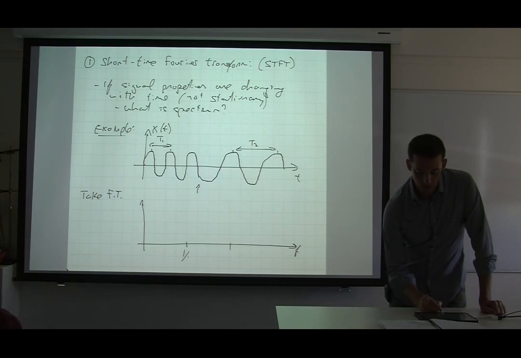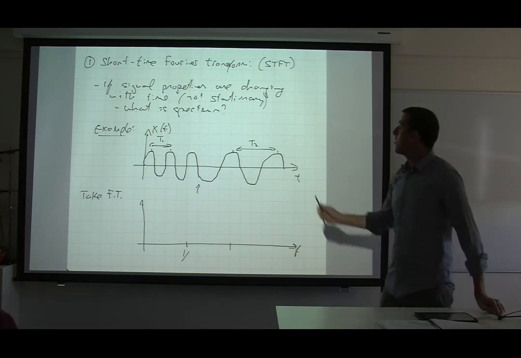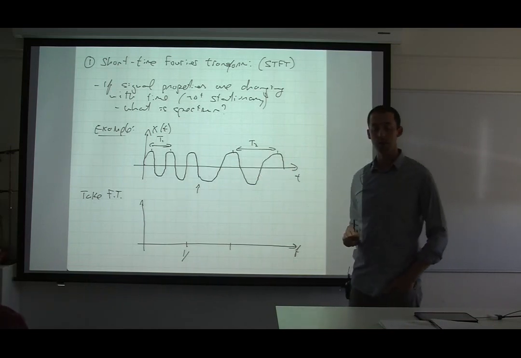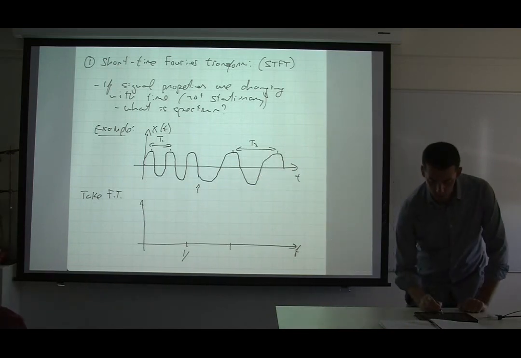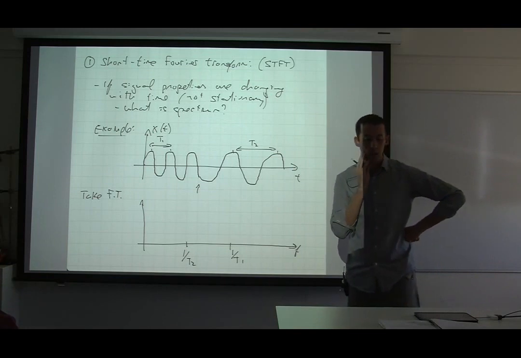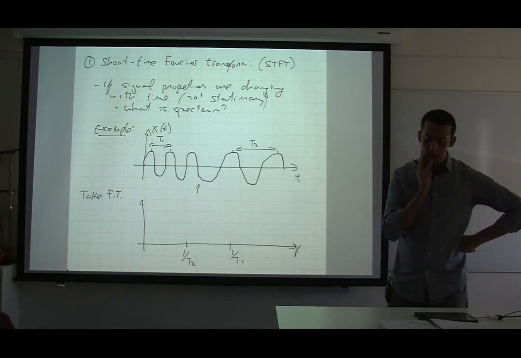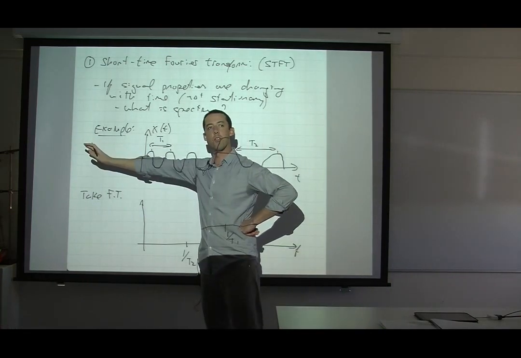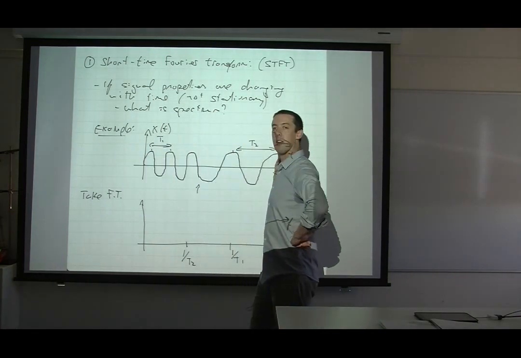So at 1 over T1, T2 is the time interval, the period of the lower frequency signal. So that one will happen here. So this will be 1 over T2. And this one will be 1 over T1. And what I expect to see, well, if I had infinity in that direction, I'd almost get a delta function, and infinity in that direction, but maybe I don't.